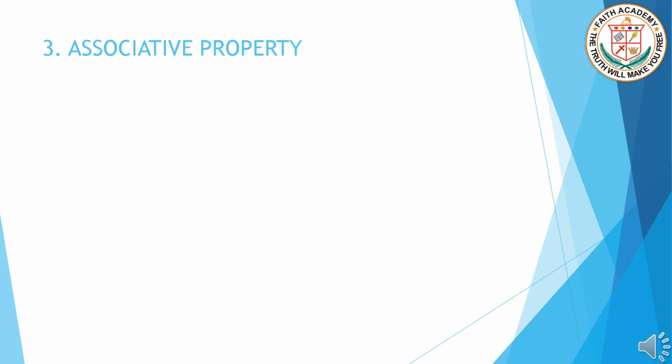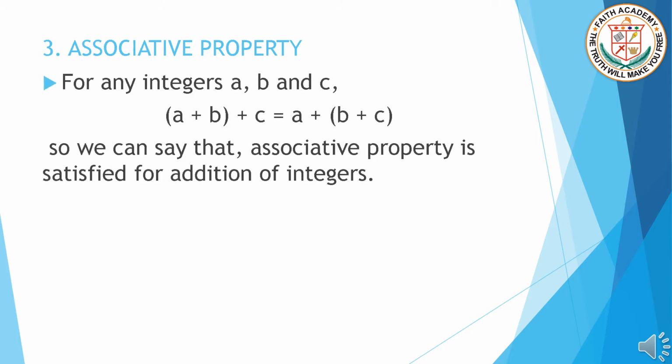The next property is associative property. Associative property says that if we have three integers and if we add them in any order, the sum will always be same. And if the sum is same, then associative property is satisfied for addition of integers. Let us look at one example. Here we are taking the integers 4, 2 and minus 6.